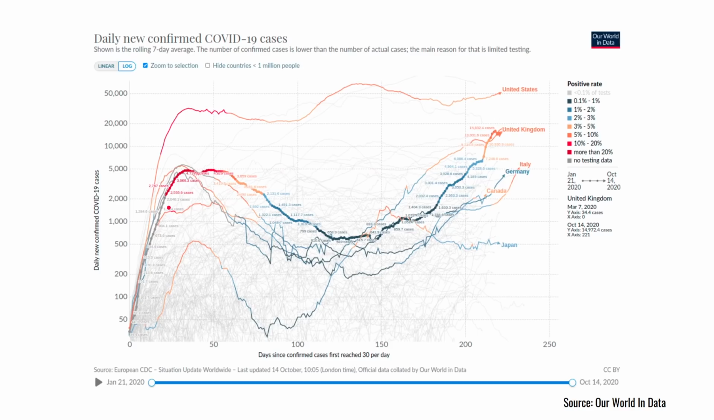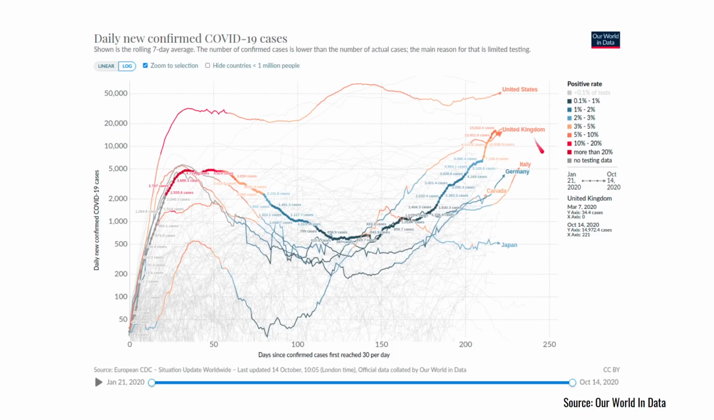And it's worthwhile taking a brief look at how the UK is doing with COVID. Our World in Data has incredible interactive graphs where you can actually track a country's cases versus many other countries. In this version of the data, we're looking at the daily new confirmed COVID-19 cases since the confirmed cases reached 30 per day. And it's pretty clear that in the UK at least, those confirmed cases are increasing, and the number of positive tests is also increasing, which you can tell by the colour of the line. Also, note that this is a logarithmic graph.